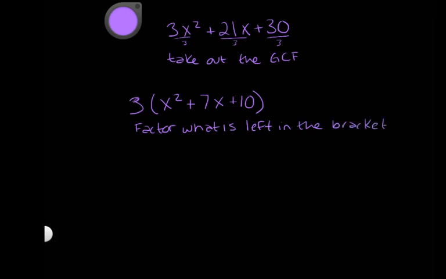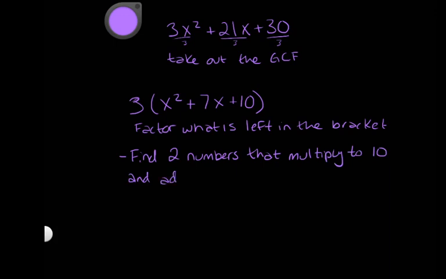So what I'm going to do now is I have to think of, so find 2 numbers that are going to multiply to 10 and add to 7. So what are 2 numbers that multiply to 10 and add to 7?